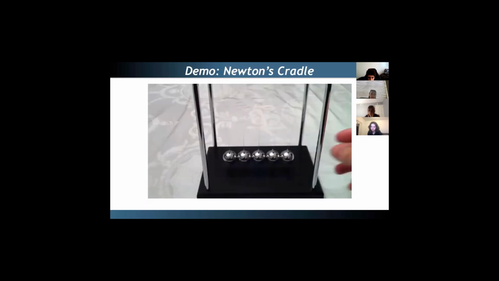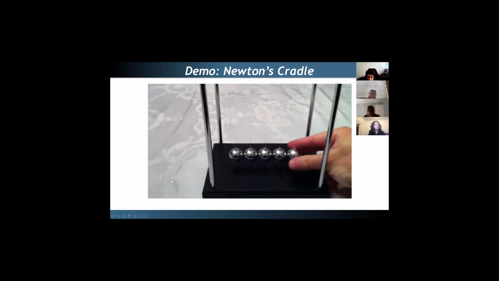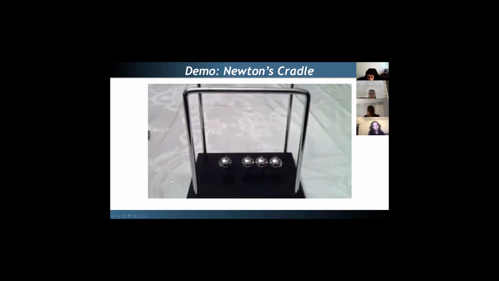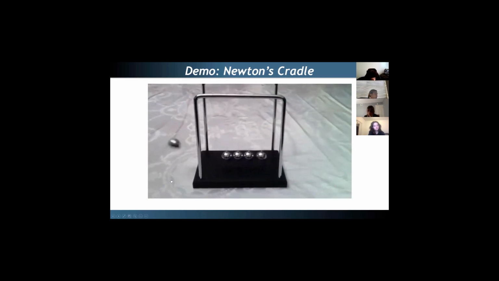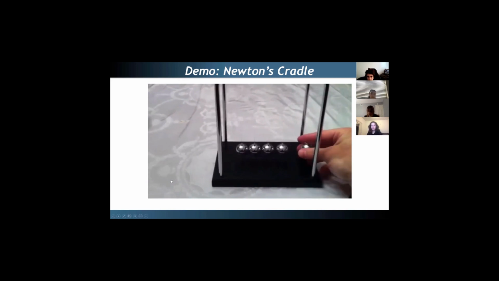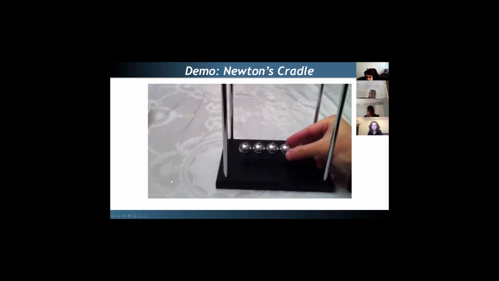All right, now I have one of these cradles in here, but I know for those of you on Zoom, it would be really hard to see. I've had a couple guys experimenting with that before class, but to make it easier for everybody to see, I've got a little video here to show. So when one ball comes in and collides, it shoots one out the other side.